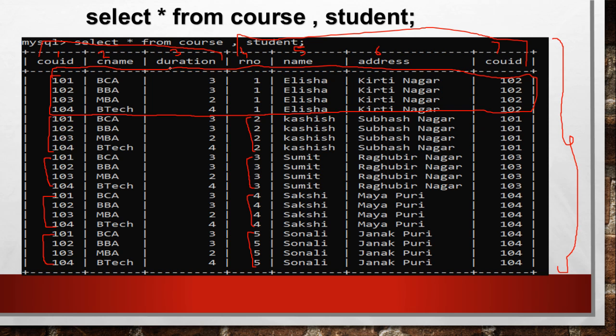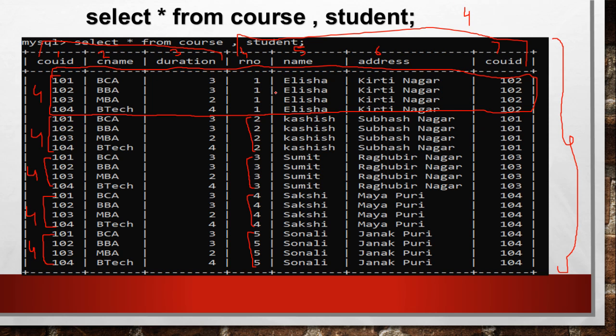Now after that, you can see the number of records. There are 4 records over here, 4, 8, 12, 16 and 20. Now you can see that in the course table there are 4 records, right?